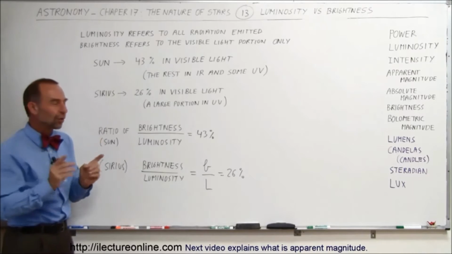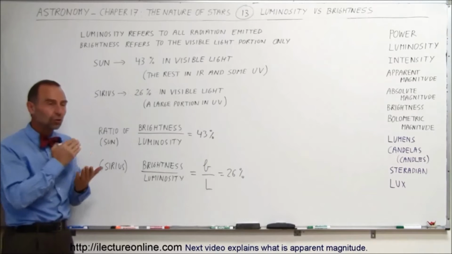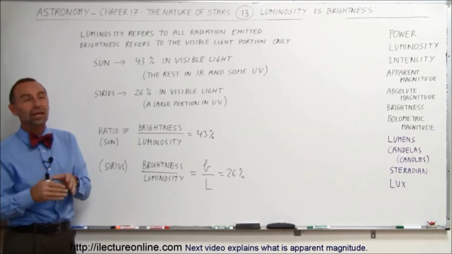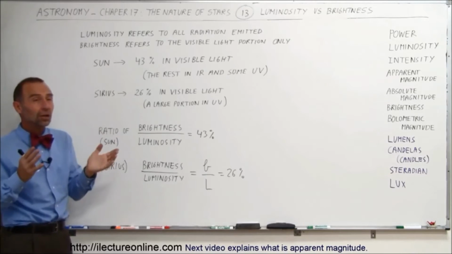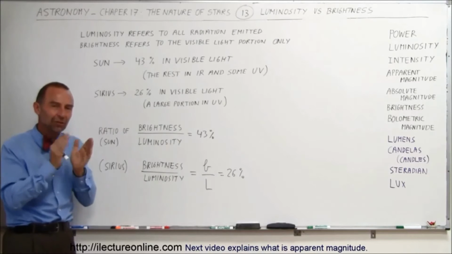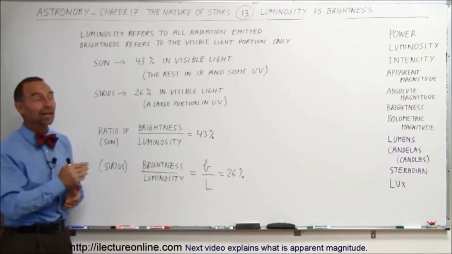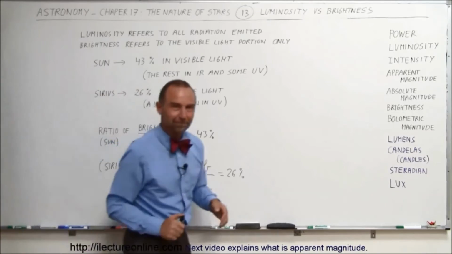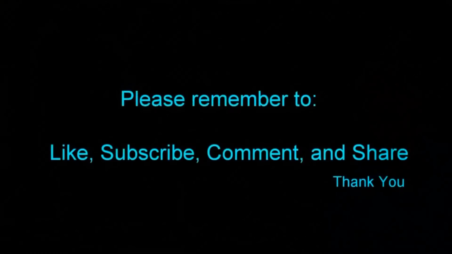And there, we're going to try and clarify that in the next video to show you what we actually mean when we say apparent magnitude and absolute magnitude. Is it in terms of the total luminosity, or is that in terms of the brightness of the star in the visible light portion only? To clarify that, let's come back to the next video and take a look.